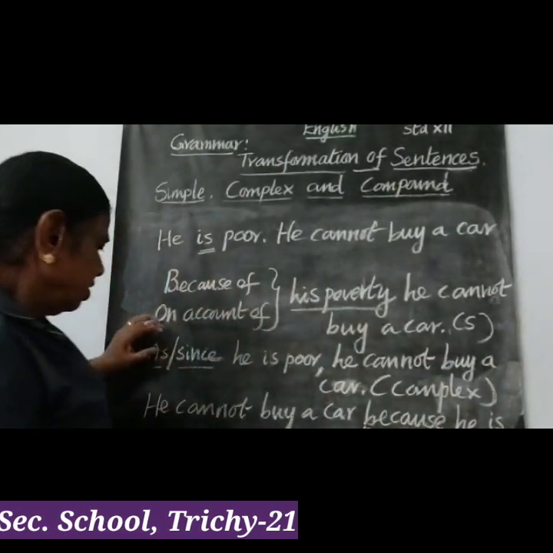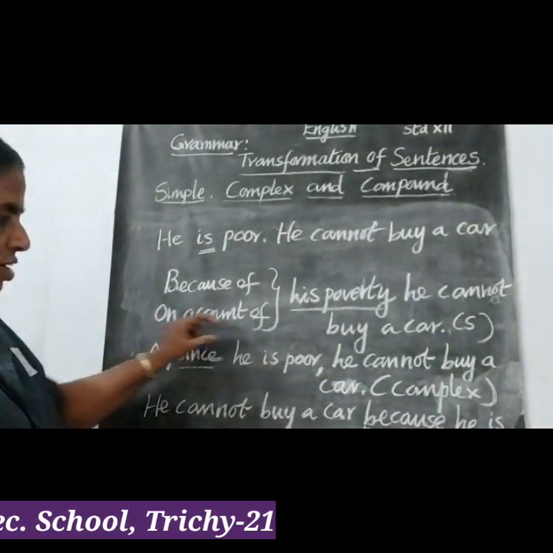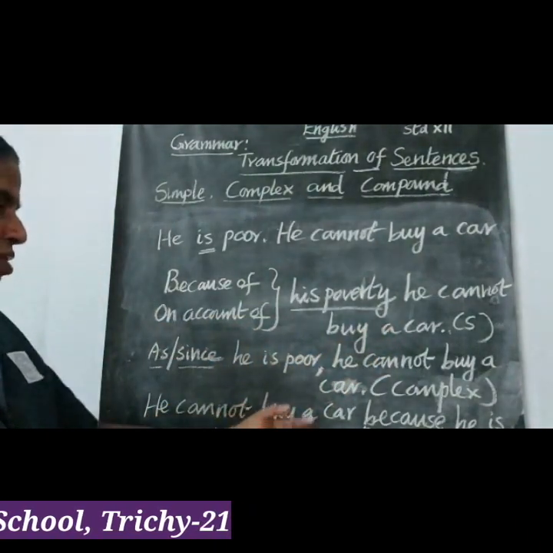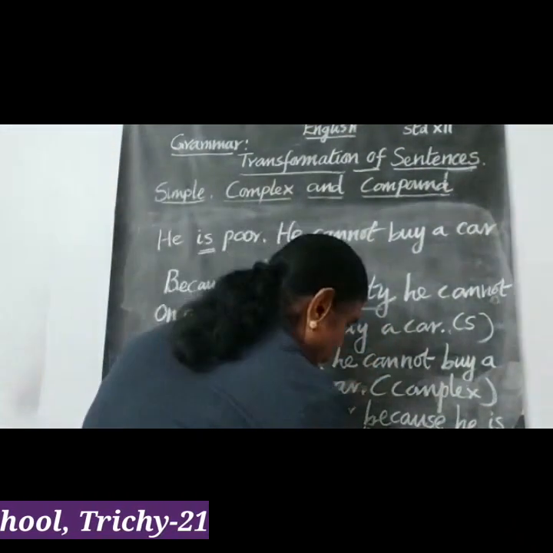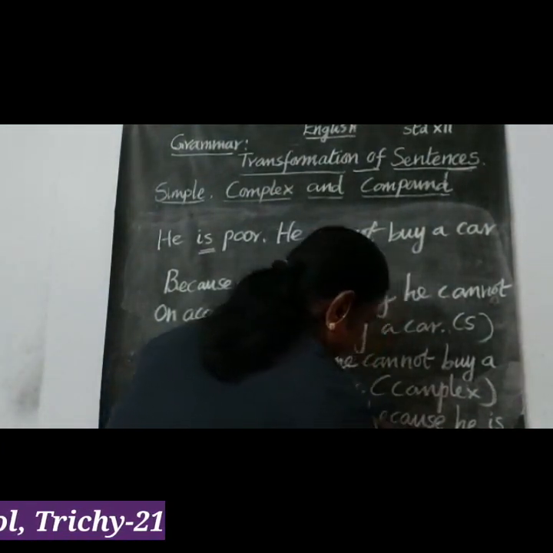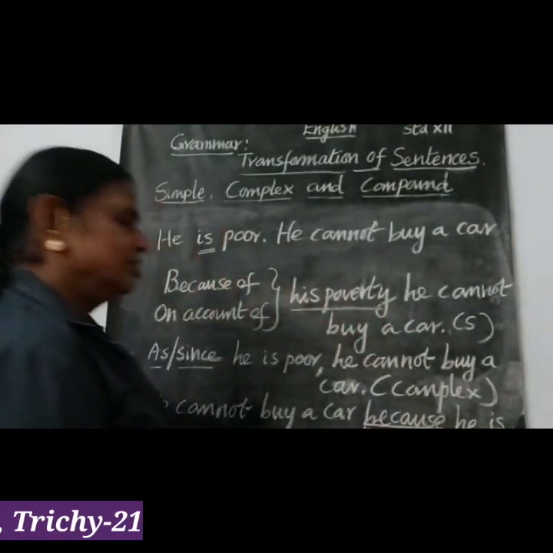So, see here, as or since he is poor, he cannot buy a car. He cannot buy a car because he is poor. This is also a complex sentence. Okay. In this complex sentence, because is used as the conjunction.